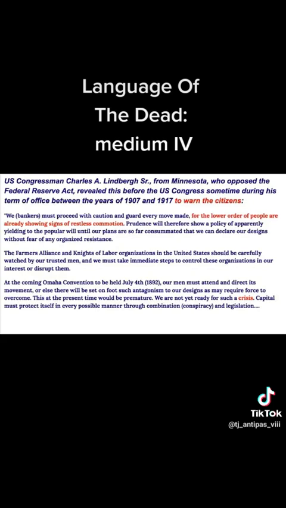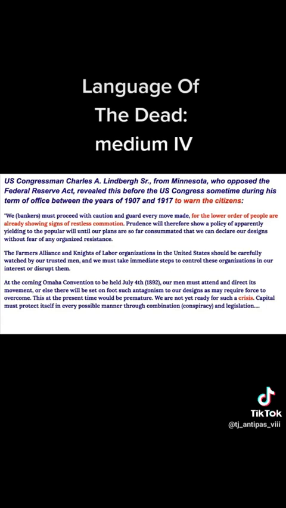U.S. Congressman Charles A. Lindbergh Sr. from Minnesota, who opposed the Federal Reserve Act, revealed this before the U.S. Congress sometime during his term of office between the years of 1907 and 1917 to warn the citizens. "We bankers must proceed with caution and guard every move made, for the lower order of people are already showing signs of restless commotion. Prudence will therefore show a policy of apparently yielding to the popular will until our plans are so far consummated that we can declare our designs without fear of any organized resistance.